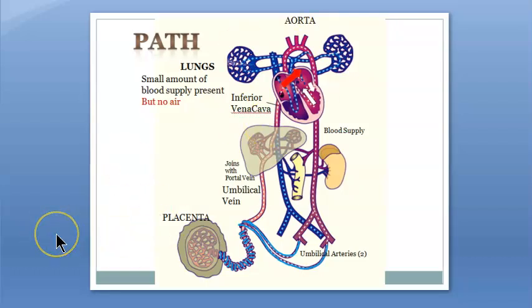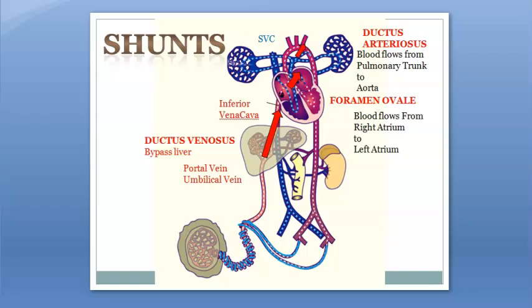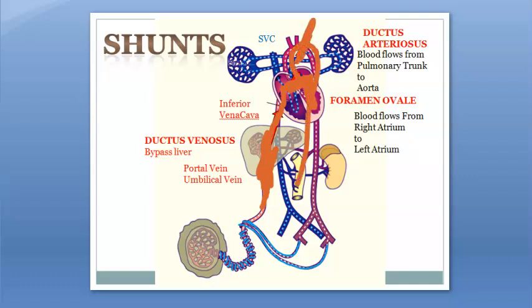Here, if you want to explain even more, you can say the umbilical vein and the portal vein are joining. Here you have the ductus venosus, right? Then inferior vena cava. From here, right atrium to left atrium, that is via the foramen ovale. Then from the left ventricle to the entire body. Here there is one more shunt between the pulmonary trunk and the aorta, that is ductus arteriosus.